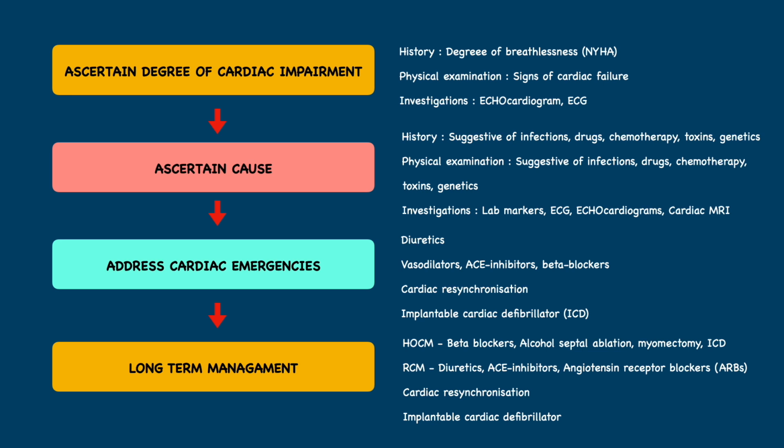Restrictive cardiomyopathy treatment includes medications like diuretics to reduce preload and ACE inhibitors or angiotensin receptor blockers. Calcium channel blockers are contraindicated due to their negative inotropic effect, particularly in cardiomyopathy caused by amyloidosis.